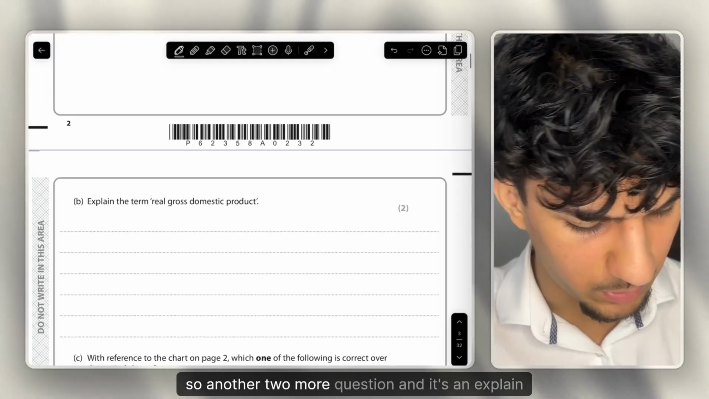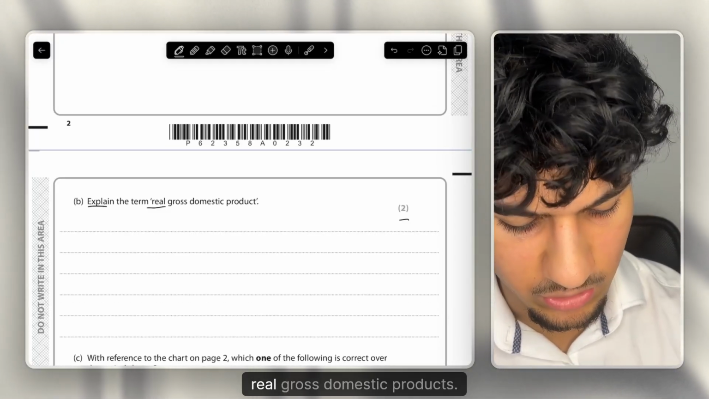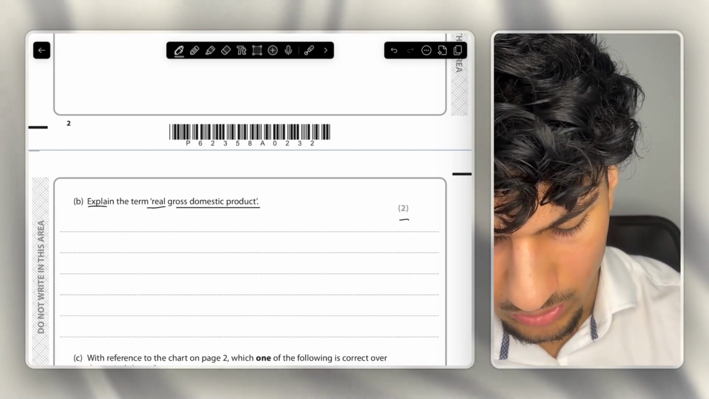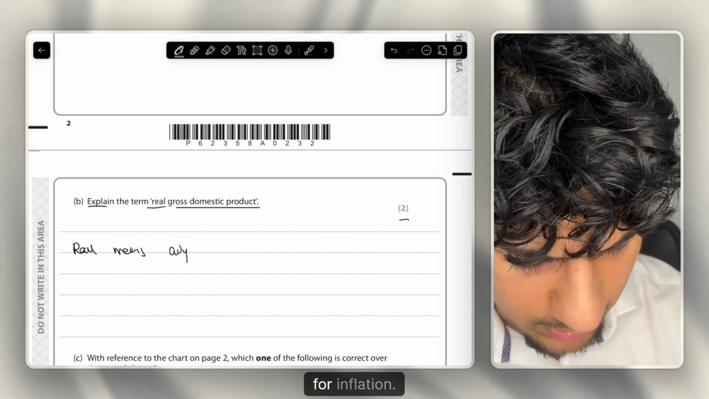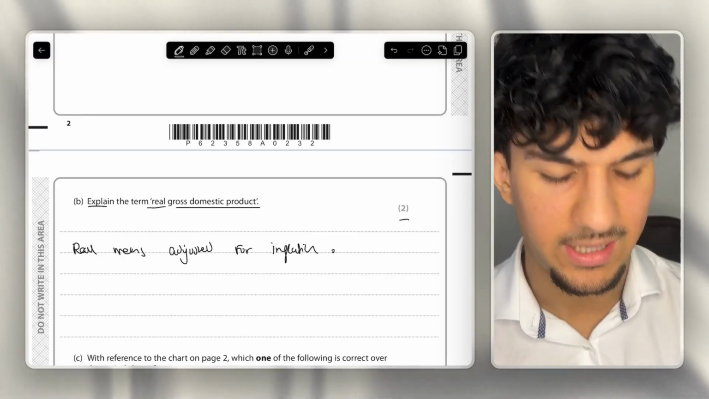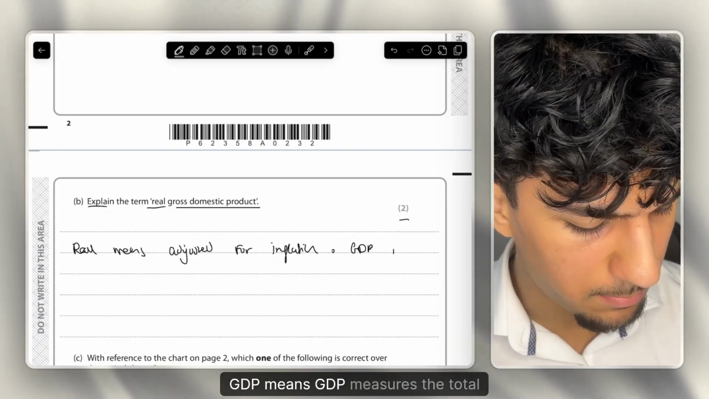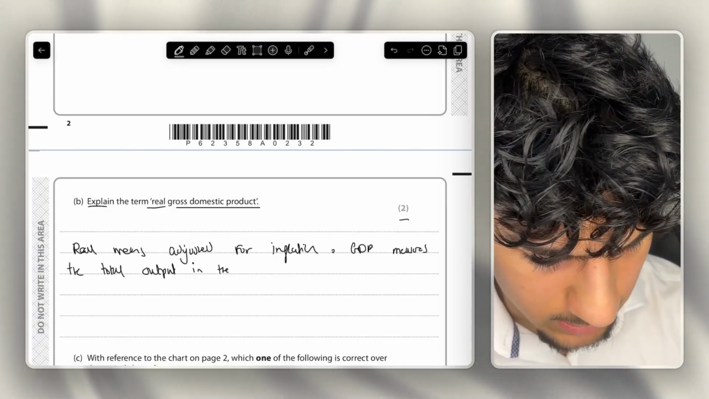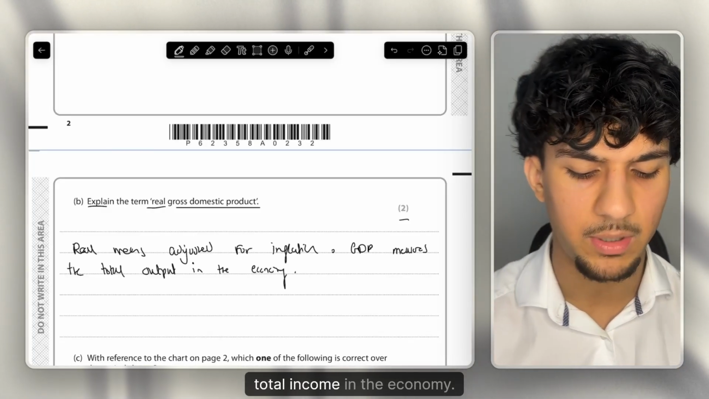Okay, so another 2-mark question, and it's an explain question. Explain the term real gross domestic product. So again, very straightforward question. Let's start with real. Real, of course, means adjusted for inflation. Then what is gross domestic product? It is, of course, a measure of output. GDP measures the total output in the economy. Of course, you can define it in many different ways: total expenditure, total income in the economy.